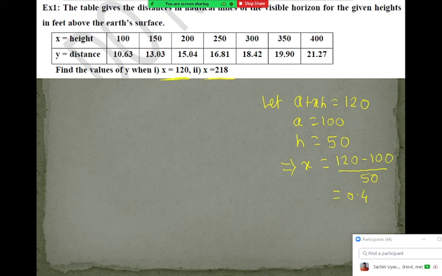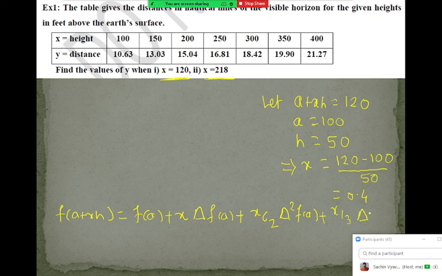Now we know the formula. What is the formula of Newton's forward interpolation? f of a plus xh is equal to f of a plus x delta f of a plus xC2 delta square f of a plus xC3 delta cube f of a, and so on. So this is the formula of Newton's forward interpolation.